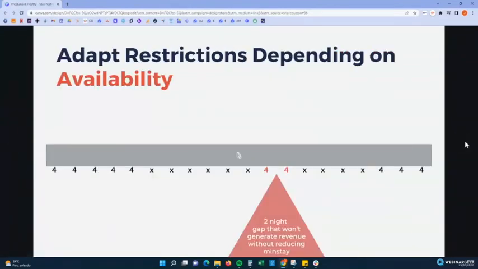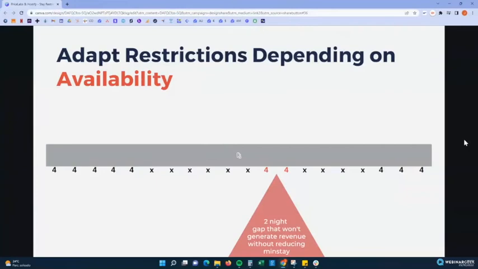Adapt restrictions depending on availability. This one is very, very important, okay? Depending on your availability, you should adapt the restrictions. You can do this manually, but you have to do it as a process. You cannot do this by intuition or based on what you think that day, but then next day you have the same situation and you change the process.